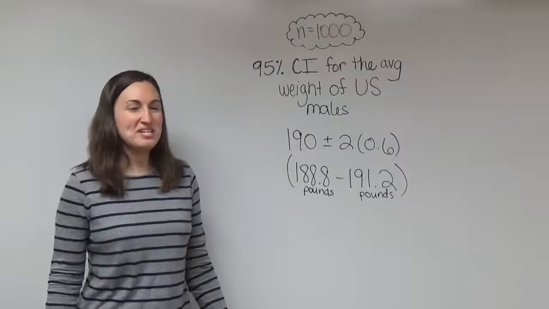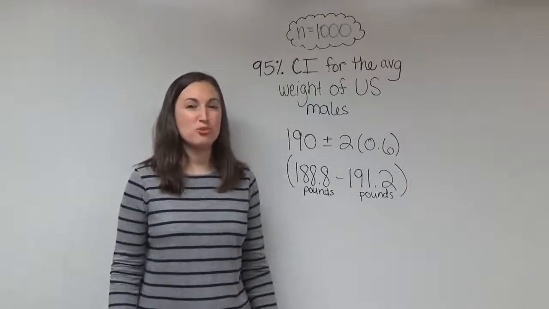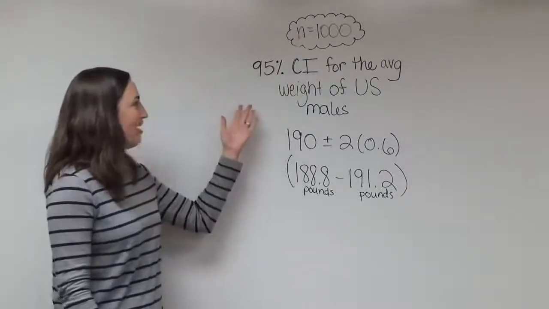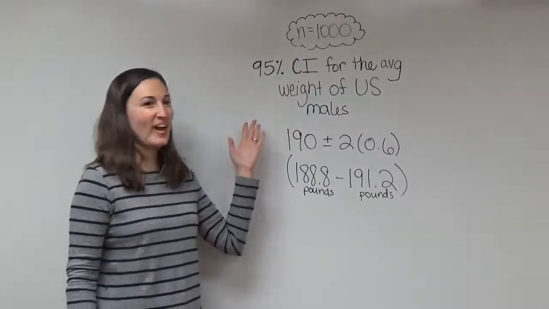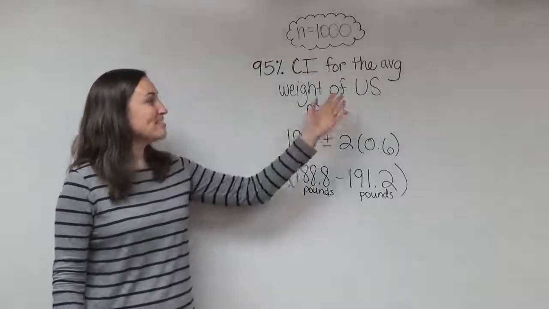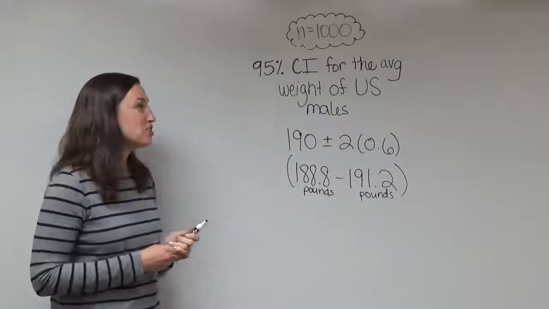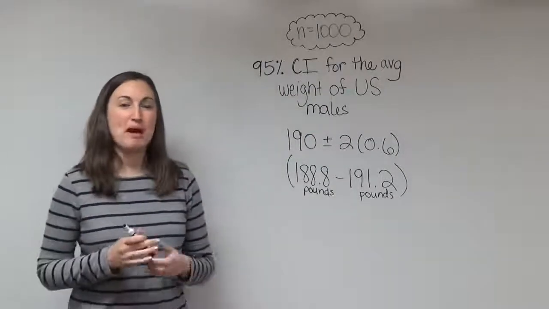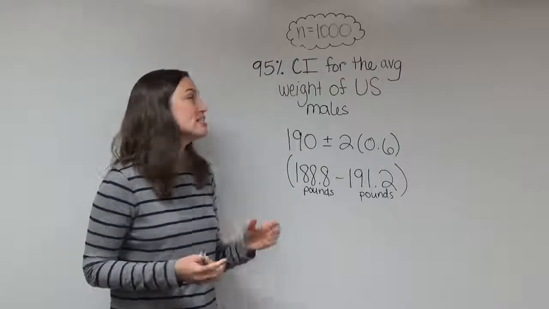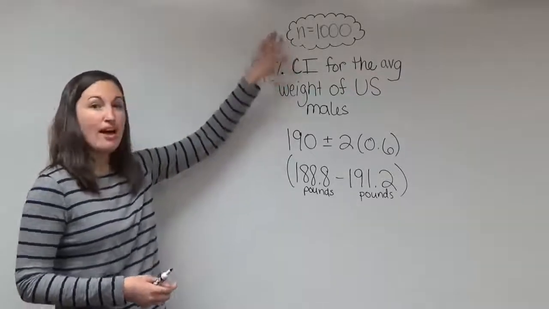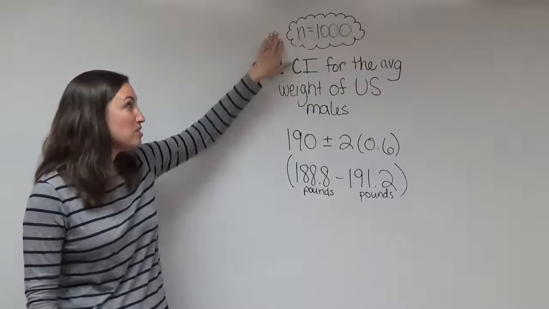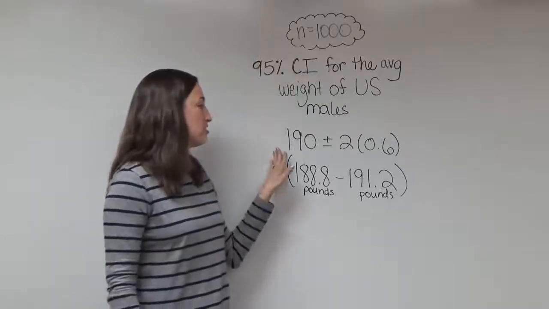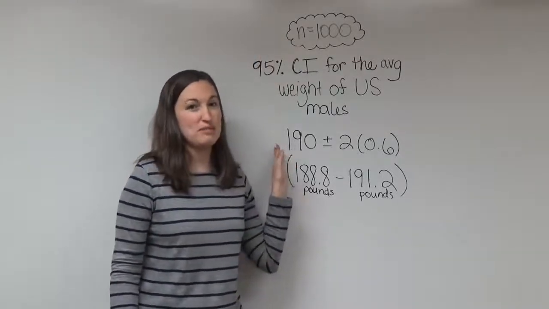Hi everyone, I'm here today to talk to you about how to interpret a confidence interval. I have this example here for the average weight of US males. I want to know the average weight of US males. I can't ask everyone in the population that question, so instead I take a random sample. I took a random sample of 1,000 US males and found that their average weight was 190 pounds.